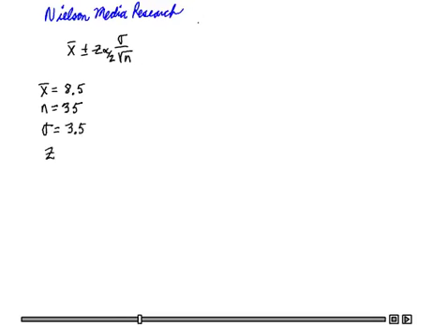And we need the value from the standard normal table, the number of standard deviations. Now this is a 95% confidence interval, so alpha is 0.05. And we're going to be looking up z.025. And that actually is 1.96. So I'm going to go ahead and plug everything into my confidence interval formula.